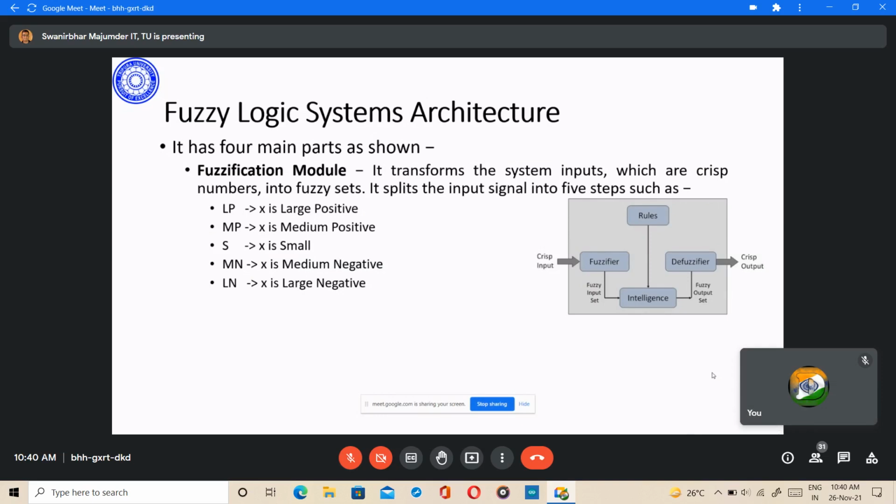Now Yasha, you are always late. When I'm going to complete, then only you log in, or sometimes you don't log in at all.